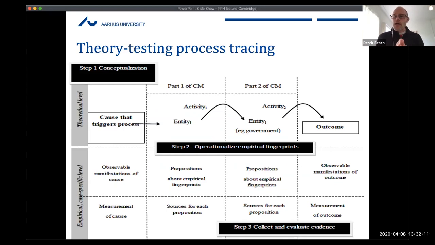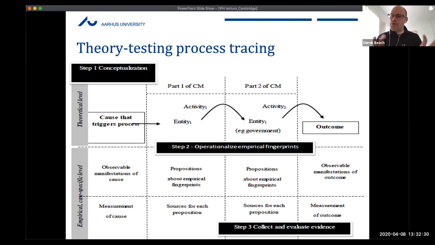There are then two ways that you can think about doing process tracing. And in some respects, I'm increasingly not very happy with flagging them as two different types of process tracing, because in reality, it's always going to be an iteration. But let's just take the ideal type.